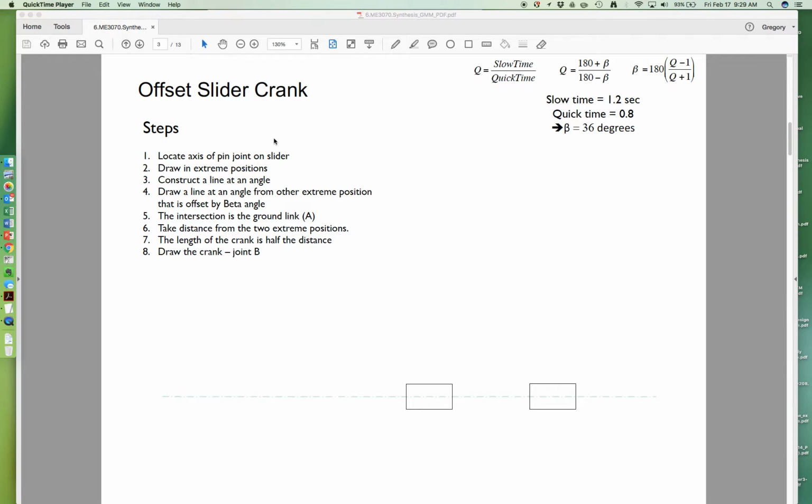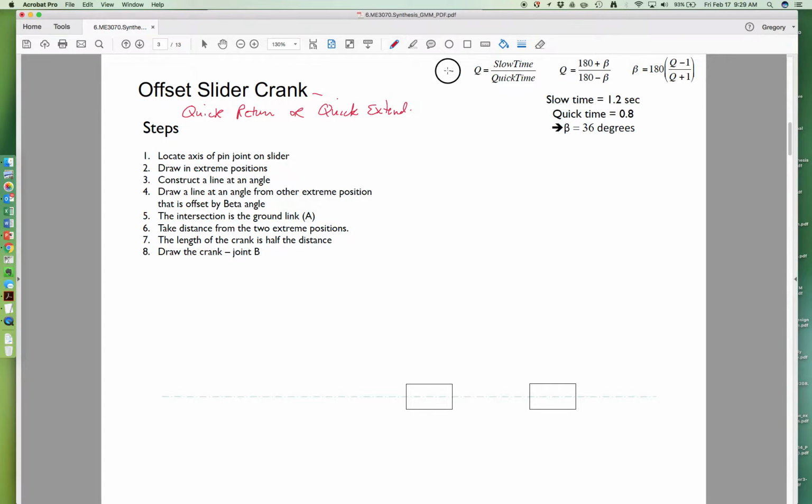So in this approach, I'm going to synthesize an offset slider crank, or in many instances it would be called a quick return or a quick extend mechanism. Okay, so in order to synthesize this type of mechanism, what needs to be given to you is going to be what's known as Q, or the time ratio.